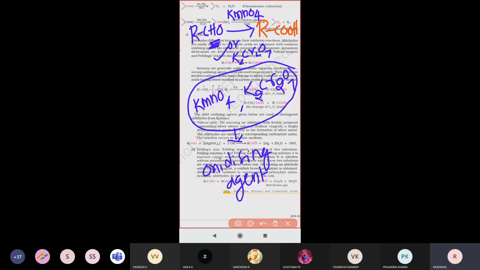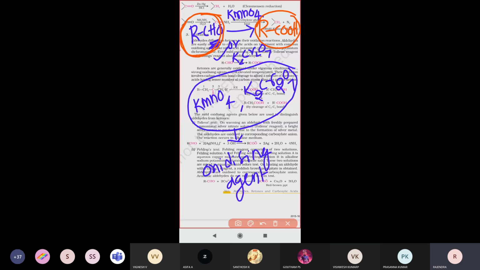So simply remember: if aldehydes are oxidized, carboxylic acid will be formed. Now, what happens if ketones undergo oxidation? This is what we saw for aldehyde: oxidation gives carboxylic acid.